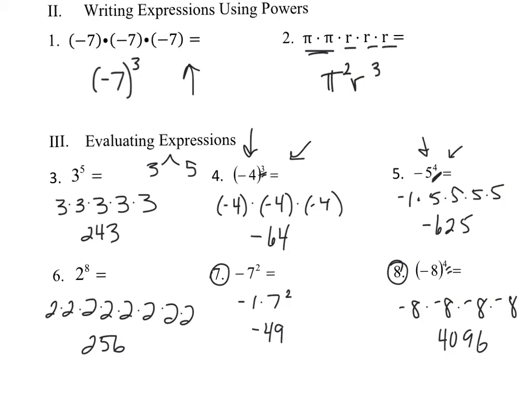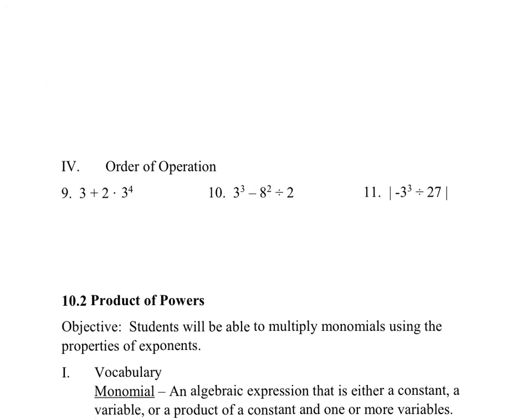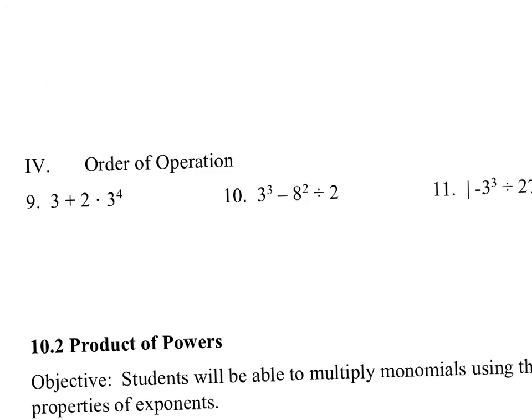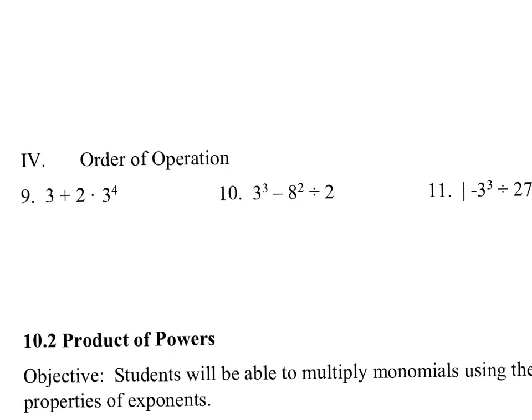The last piece of this lesson is taking these powers and using them in an expression by using the order of operations. So for these three, you're going to go by PEMDAS. So please excuse my dear Aunt Sally. PEMDAS means you're going to do parentheses. If you don't have parentheses, but you do have some sort of grouping symbol, like in number 11, you're going to do what's inside there first.